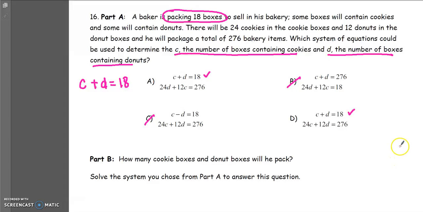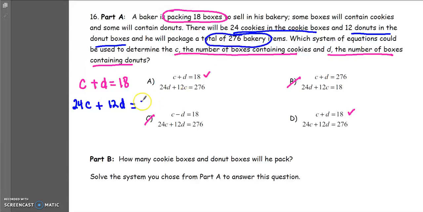Then let's look at the next part. It says there will be 24 cookies in the cookie boxes. So that means we're going to have 24 times the number of cookie boxes plus 12 donuts in the number of donut boxes. So that means 12 times D, the number of donut boxes. And that's going to equal a total of 276 bakery items. So 276. So on A, they have 24 times D, but it should be 24 times C, so that's not it. But down here, 24 times C plus 12 times D equals 276. So D is the correct answer for part A.